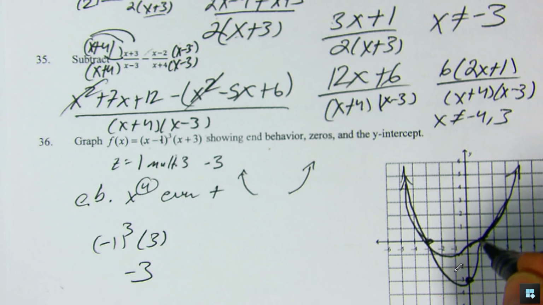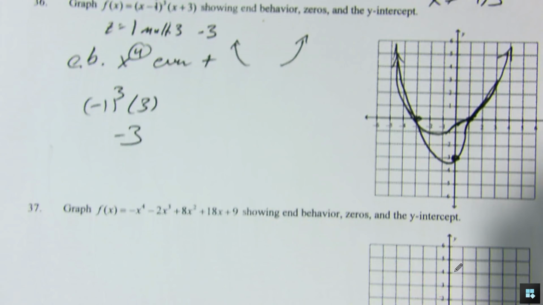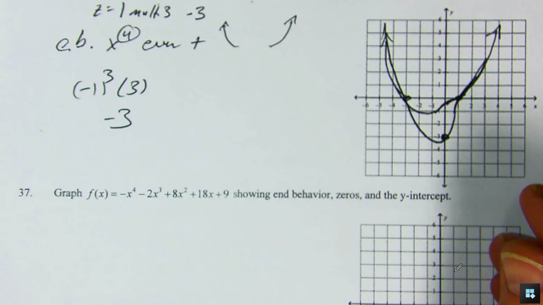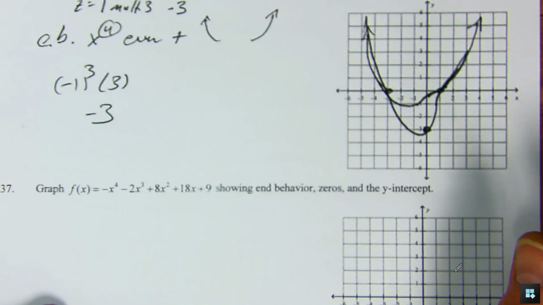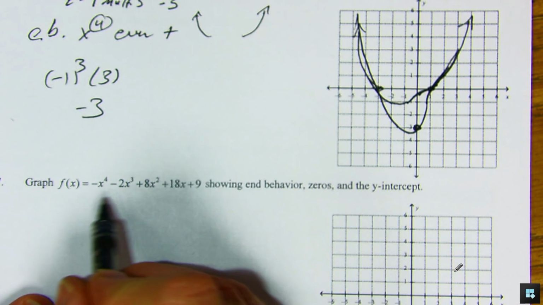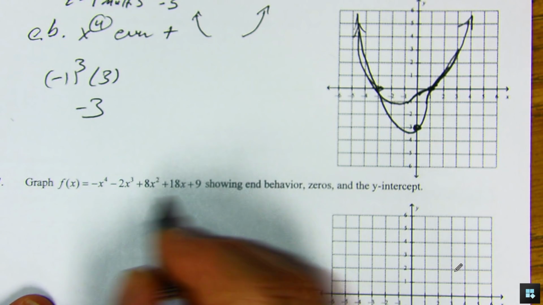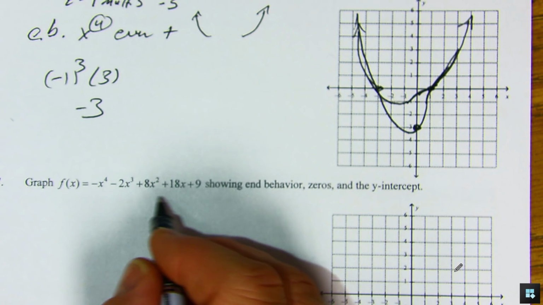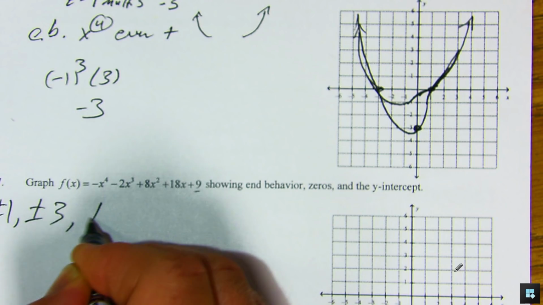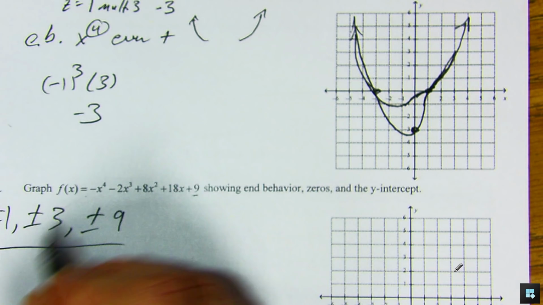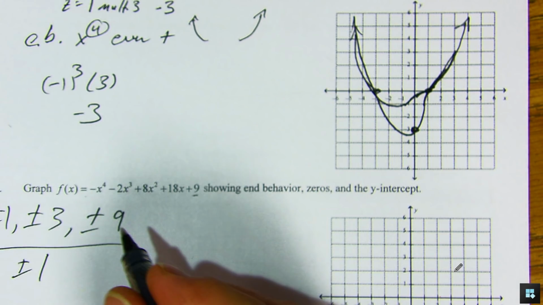Flatten, come up. Okay. 37, graph this guy. Well, you got to find some roots or zeros, man. There's 5 terms. Only way when you do that: factor, rational root theorem. Factors of the last, plus or minus 1, plus or minus 3, plus or minus 9, over factors of the first, plus or minus 1. So try a 1.